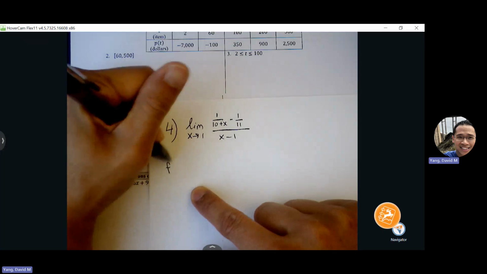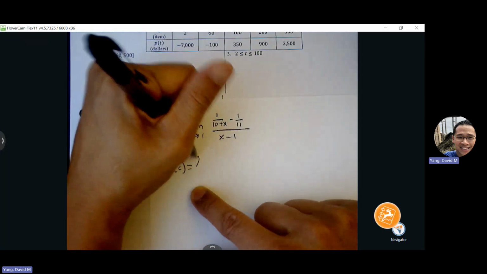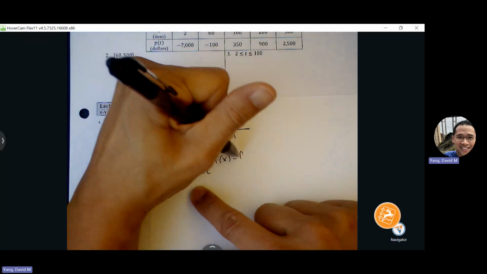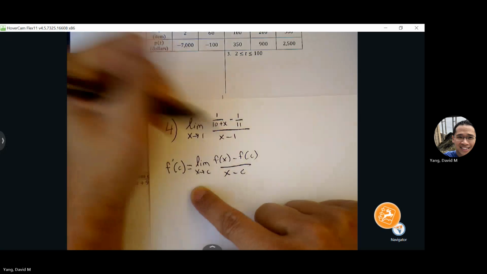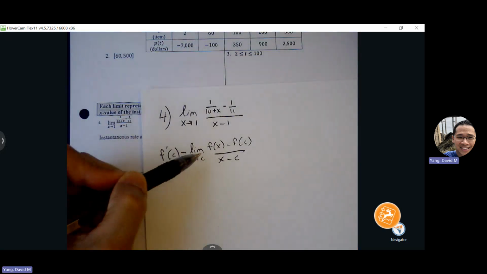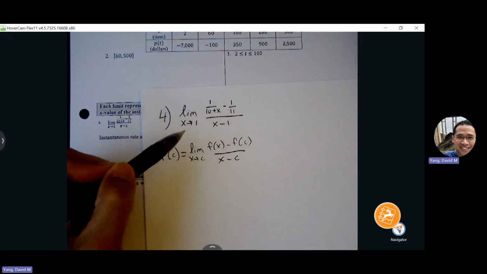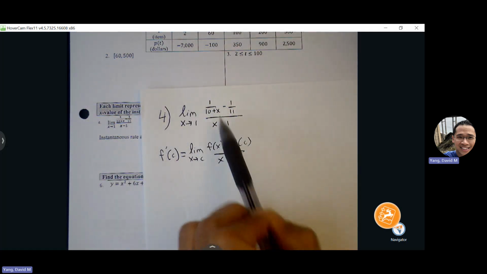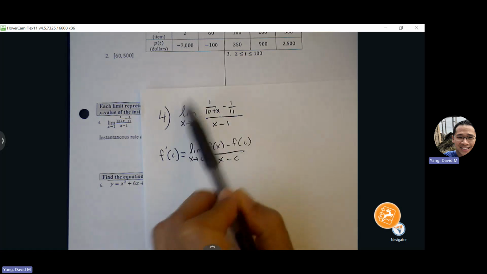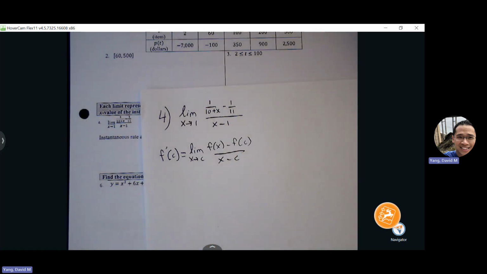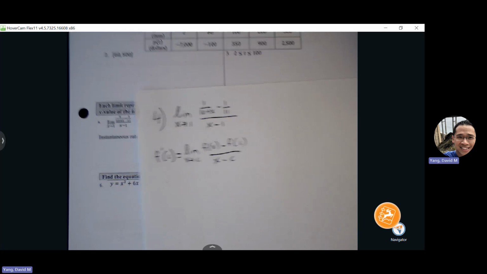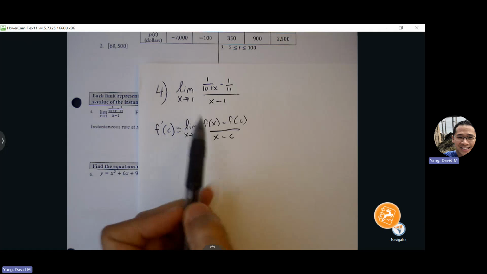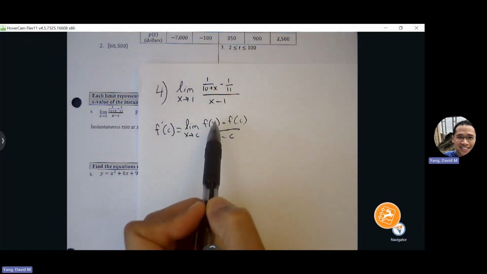So if we can match those parts there, f prime of c is equal to a limit as x approaches c, f of x minus f of c. And if we can recognize that this is just applying that definition of a limit, then we don't have to work all the way through it. If we understand where this is coming from and what it's asking, we can go back to the rules that we're more accustomed to. So the idea is that we see that this 1 over 10 plus x represents my f of x.